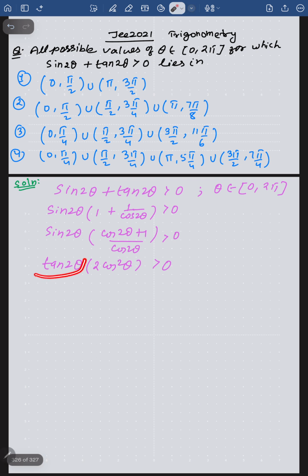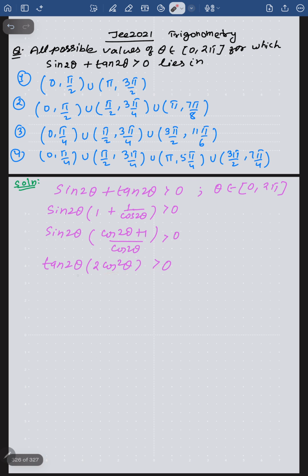Next we have to look at tan 2 theta greater than 0. Here also tan 2 theta must not be equal to 0. Tan alpha is 0 when alpha becomes 0, so wherever 2 theta becomes 0 we will not consider it, meaning theta equal to 0 is not possible. So for tan 2 theta and for cos theta, theta equal to pi by 2 and 3 pi by 2 is not possible. This is to exclude from the equality side.